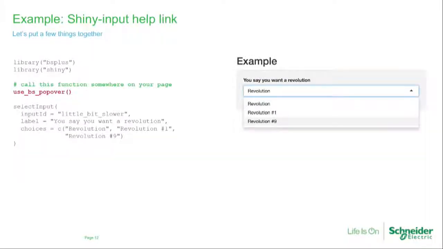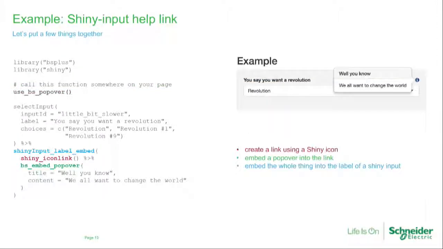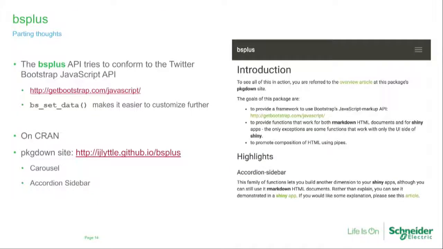So there's a few things that you can put together here. This is a Shiny input, and what I want to do is to be able to put a little help button right up in that corner there. And so what I do is I'll first use the use BS popover function that will enable the popovers to work on my page. And then what I will do is a few things. The first thing I'll do is I will create a link using a Shiny icon. There's a function, Shiny icon link, that will do that. I will embed my popover that appears here, and then I'm going to take that whole thing and embed it into the select input, so my help button appears up here. And these are all functions that are in the BS Plus package.